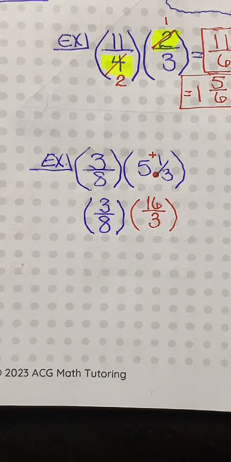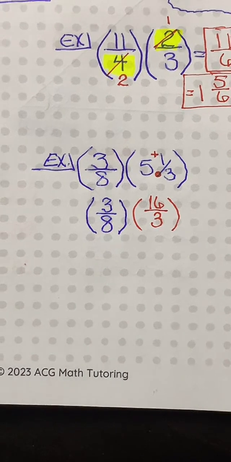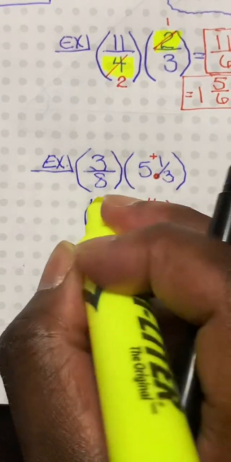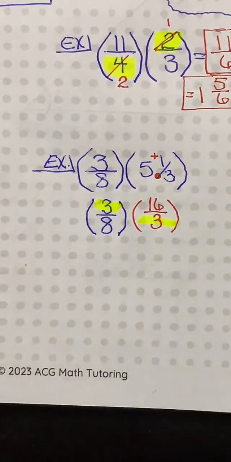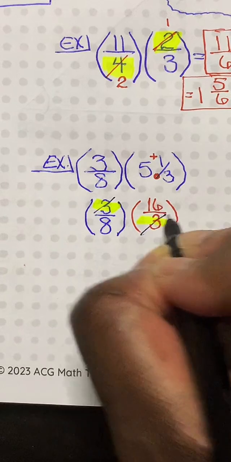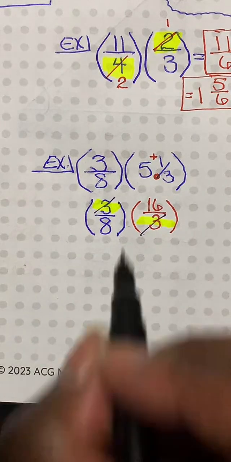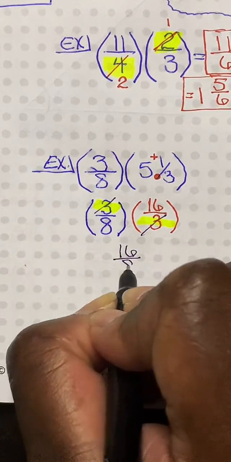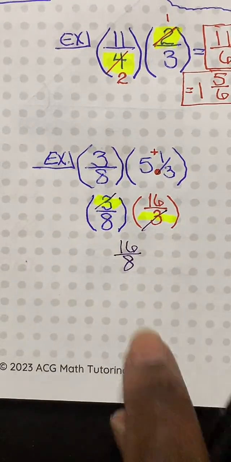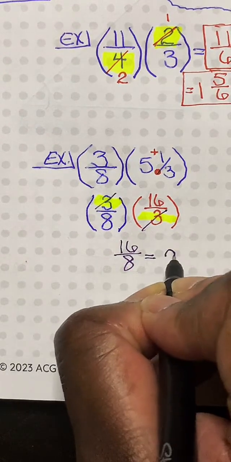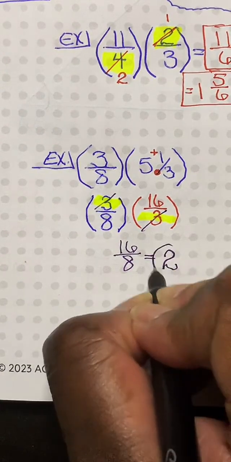So by looking at that, let me... where's my purple? Here we go. So looking here, we have the 3s. 1 in the numerator, 1 in the denominator, which will give me 1, but anything times 1 is itself. So what remains is your 16 over 8. And 16 divided by 8 gives me a rightful 2.